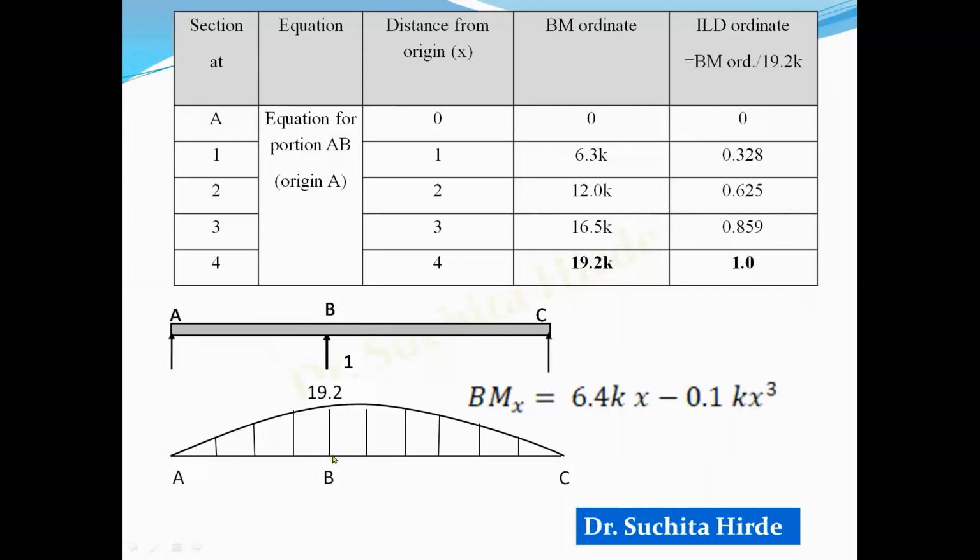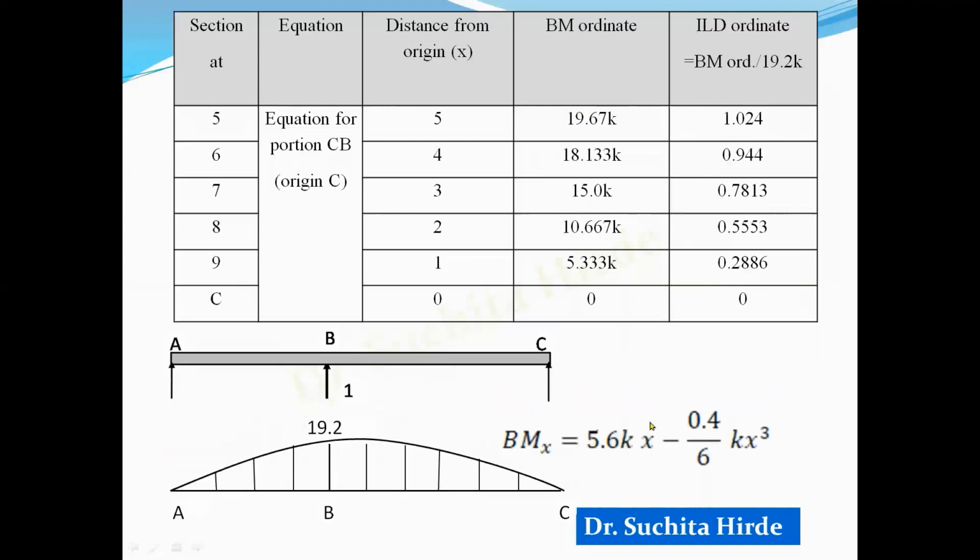So to make this ordinate 1, we have to divide all the ordinates by 19.2. Therefore, to get the ILD ordinates, we divide all these ordinates by 19.2 so that we can get 1 here, and all others are the corresponding ILD ordinates. So this is how we get the shape of the influence line diagram for portion AB.